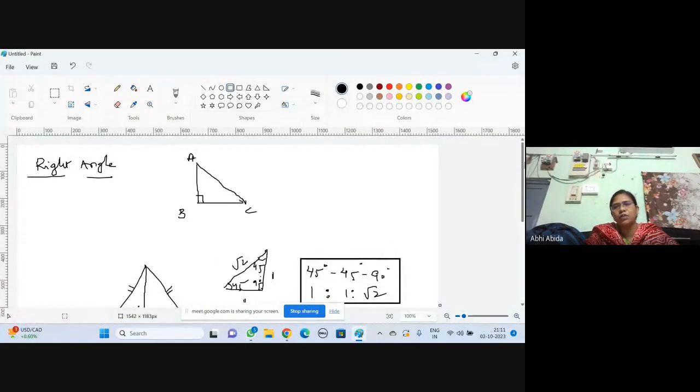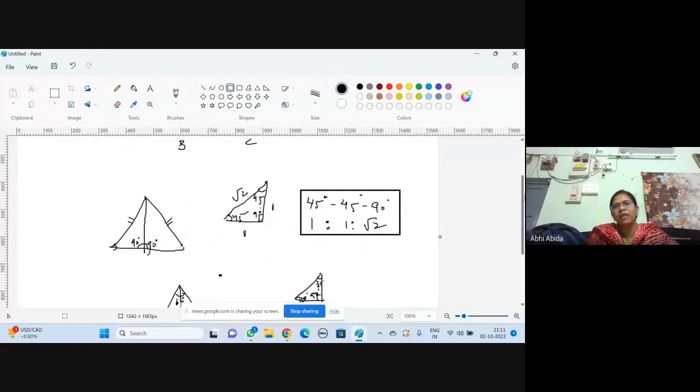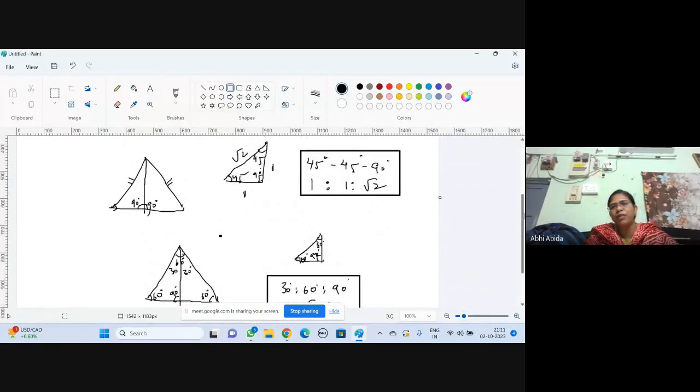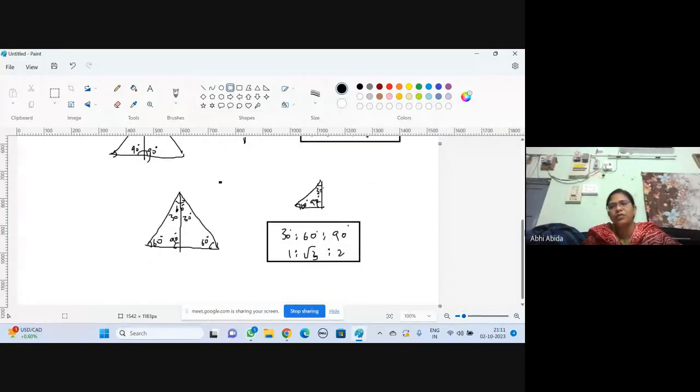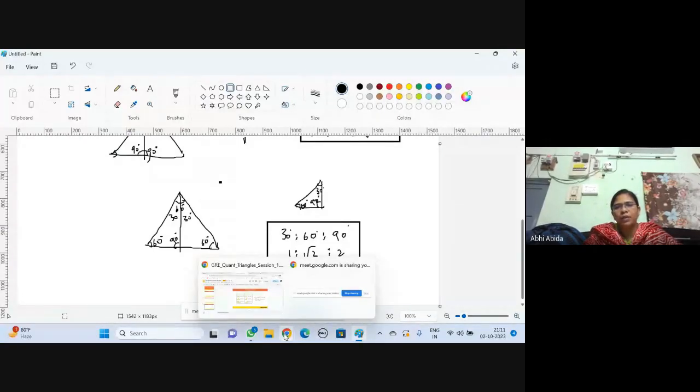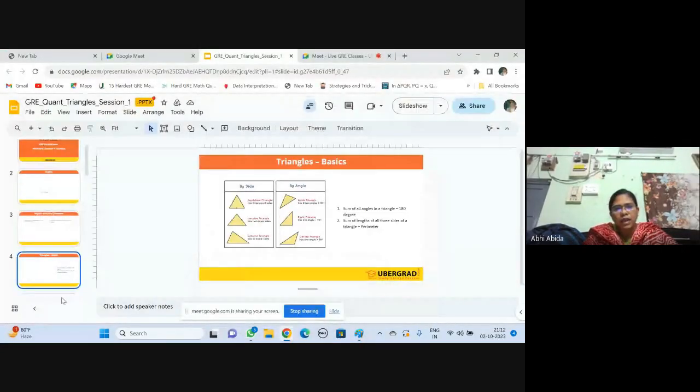One is from the isosceles triangle and another one is from the equilateral. We can say they are half isosceles or half equilateral, that is 45, 45, 90 and 30, 60, 90. The 45, 45, 90 triangle has the ratio of the sides 1 is to 1 is to root 2, and the 30, 60, 90 triangle has the ratio of the sides 1 is to root 3 is to 2. Okay, I hope I have covered all the concepts of these special triangles.